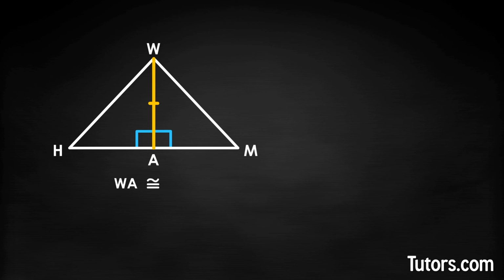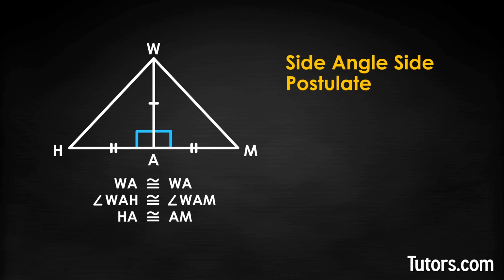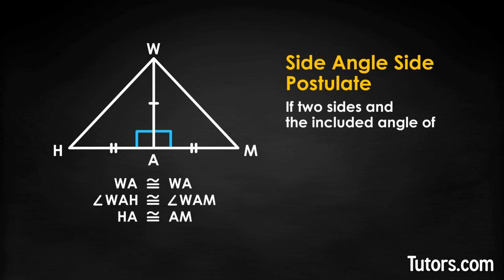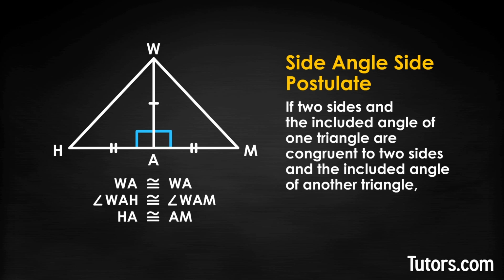WA is congruent to WA because it is the same line segment used in both triangles. Angle WAH is congruent to angle WAM. These are given 90-degree angles. HA is congruent to AM because WA is a given as a bisector. This information allows us to apply the side angle side postulate, which states, if two sides and the included angle of one triangle are congruent to two sides and the included angle of another triangle, then these two triangles are congruent.